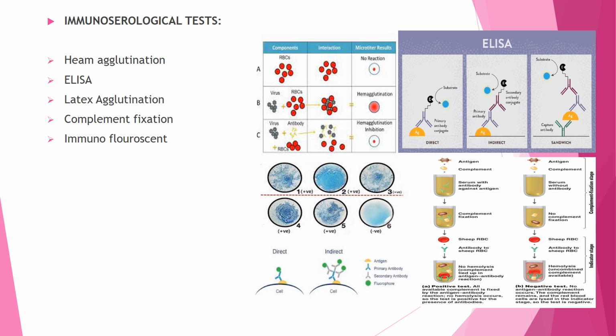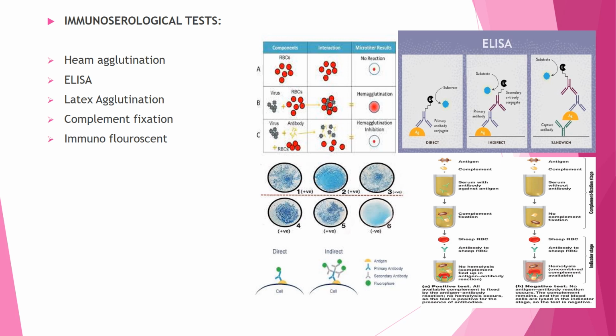Latex agglutination. As with hemagglutination, here latex is used for the clot formation. Next, the complement fixation. In complement fixation, as seen in the diagram, antigen and complement are added to the serum with the antibody against the antigen. Then the complement will fix. When we add sheep RBC antibody to the sheep RBC, if no hemolysis occurs, it indicates positive, whereas if hemolysis occurs, it indicates negative.